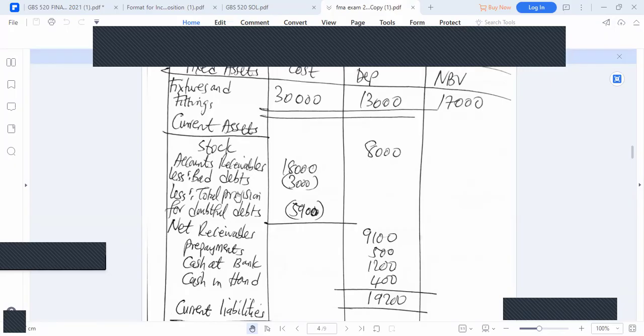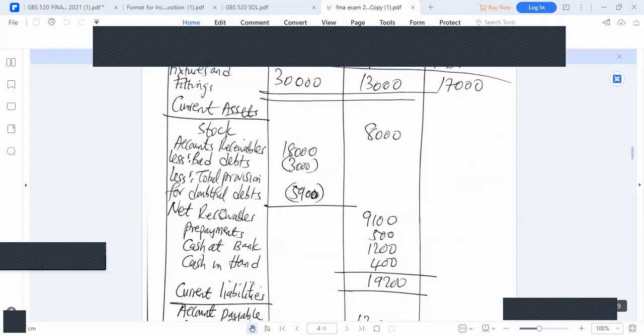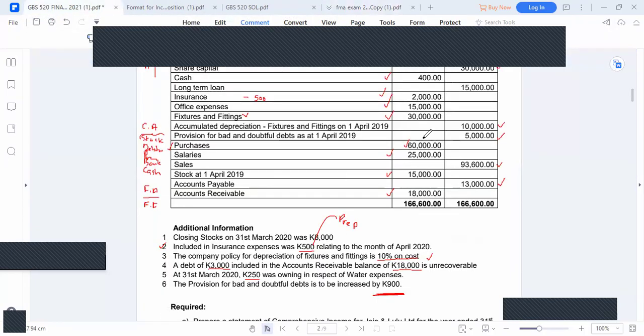Then in terms of liquidity, we have a stock here, then accounts receivable. So on the debtors, the 18,000, we remove the bad debts. On the bad debts, we remove the 900 for the provision increase. And the initial provision was what? 5,000. So provision for the doubtful debts was 5,000 there. But there's a 900 we added, so this is 5,900. And also the bad debts of 3,000.